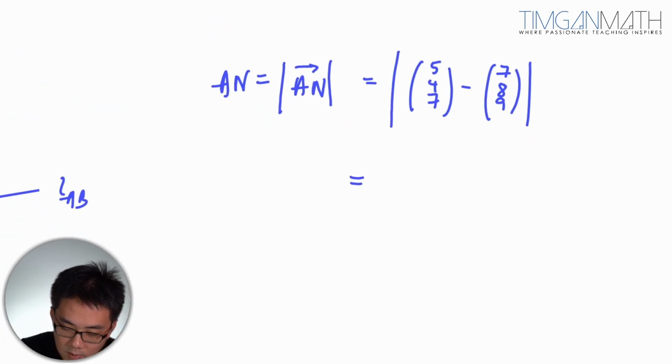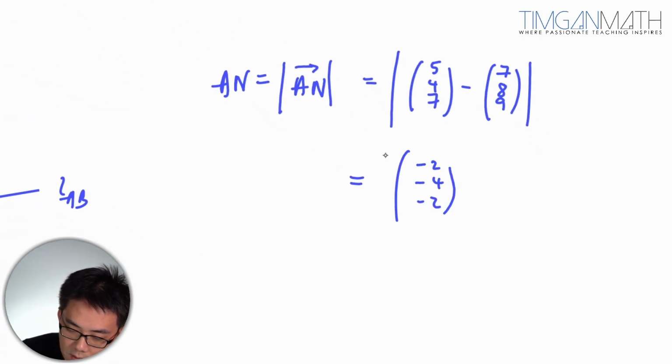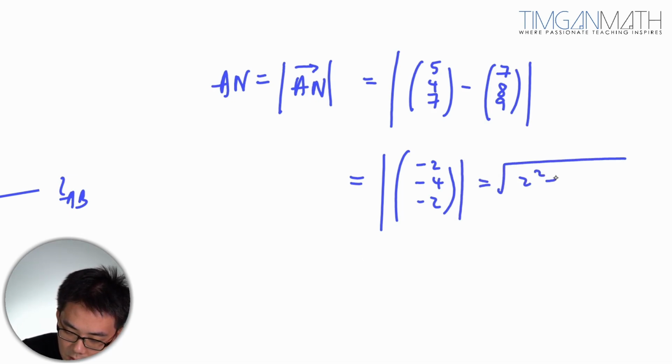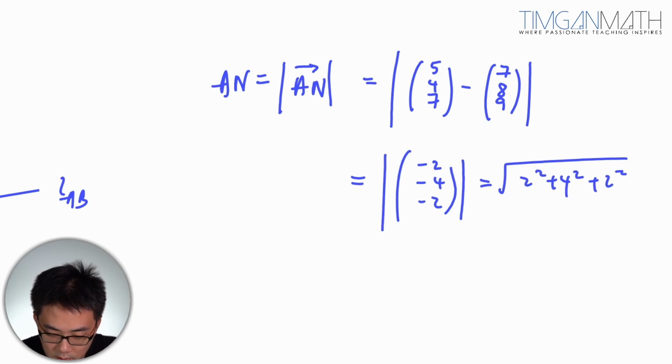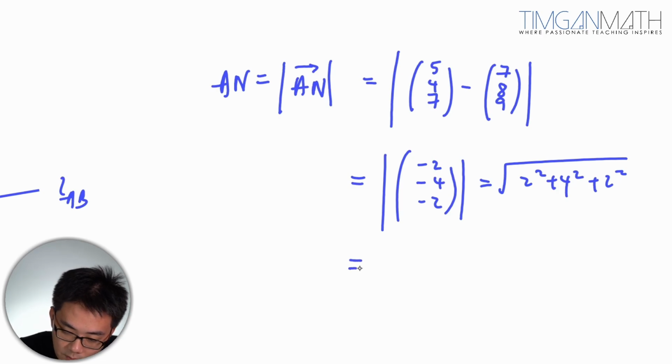So this case will be (-2, -4, -2). That will be the square root of 2 squared plus 4 squared plus 2 squared, which is root 24.